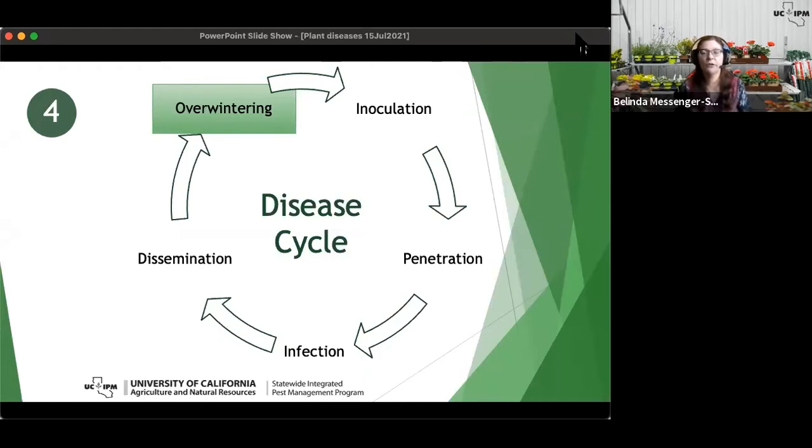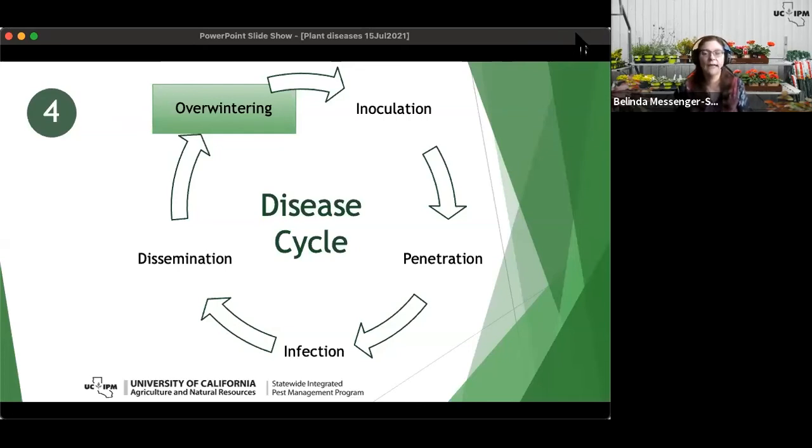The pathogen is going to enter the plant. It can get in through wounds or natural openings in the plant, like stomata or lenticels. Sometimes it can just penetrate directly into the plant, depending on the pathogen. And then some pathogens, like powdery mildew and sooty mold, are going to stay on the surface of the plant and still cause disease.